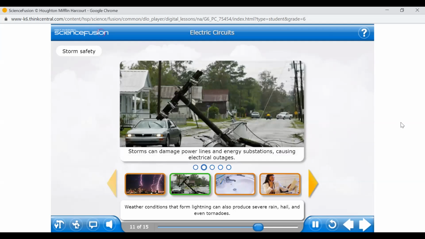Weather conditions that form lightning can also produce severe rain, hail, and even tornadoes. So even if lightning doesn't cause direct damage, the weather conditions that accompany lightning may damage power lines and energy substations. Such damage can cause electrical hazards and power outages.